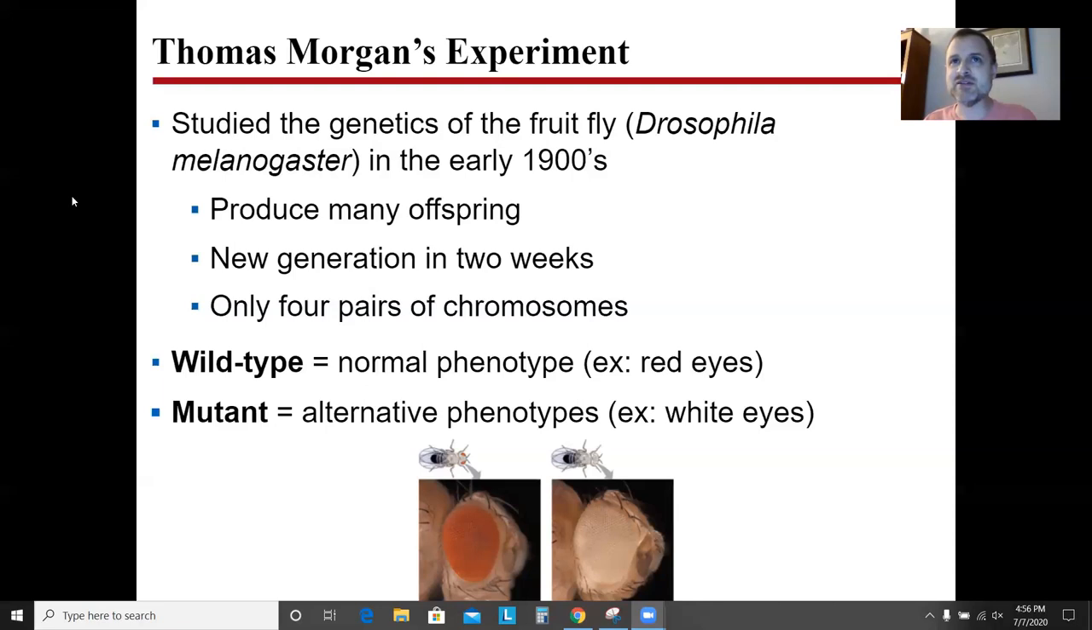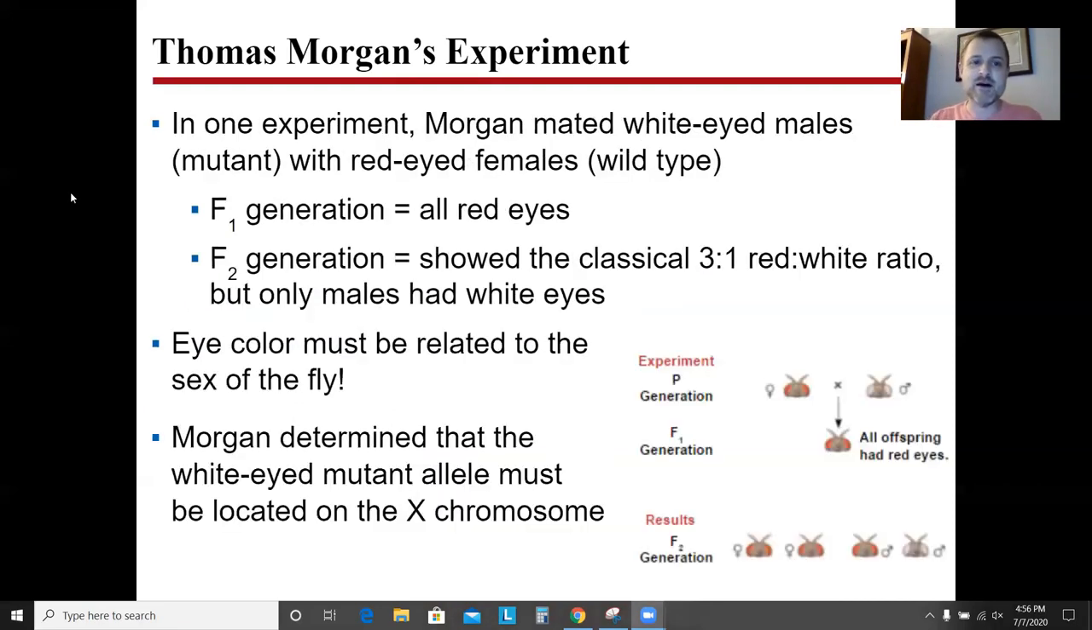You can actually order fruit flies to do studies with. You can order white-eyed fruit flies in the mail, to schools and universities. All those flies are descendants of that one fly that Thomas Morgan encountered over 100 years ago. It's pretty cool. So here's what he found. He was doing similar crosses to what Mendel was doing.